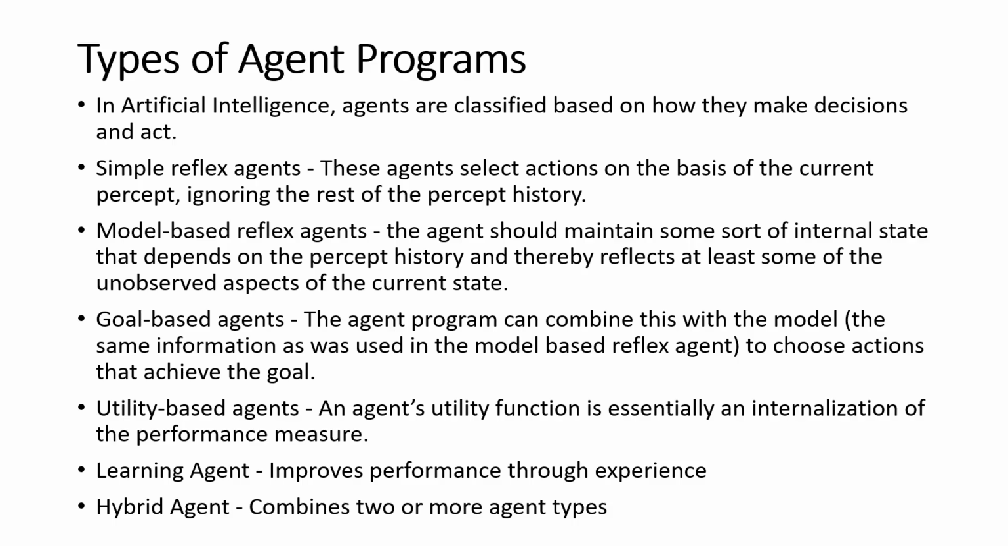Next we will see types of agent programs. In artificial intelligence, agents are classified based on how they make decisions and act. So there are different types of agent programs. The first one is simple reflex agent. Second one, model-based reflex agents. And the third one, goal-based agents. Fourth one, utility-based agents. Then learning agent. And the last one is hybrid agent. We will discuss one by one in detail.